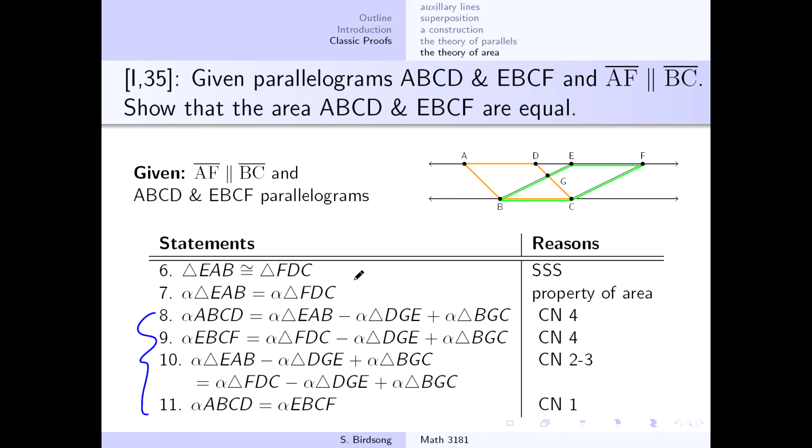The big key step right here is that the triangle EAB and the triangle FDC are congruent to each other, or have the same area. And that's actually a really, really useful result in terms of parallelograms, saying, hey, if your parallelograms live between the same two parallels and they share a base, the area is exactly the same. It actually gets you into where you develop the formula for the area of a parallelogram too.